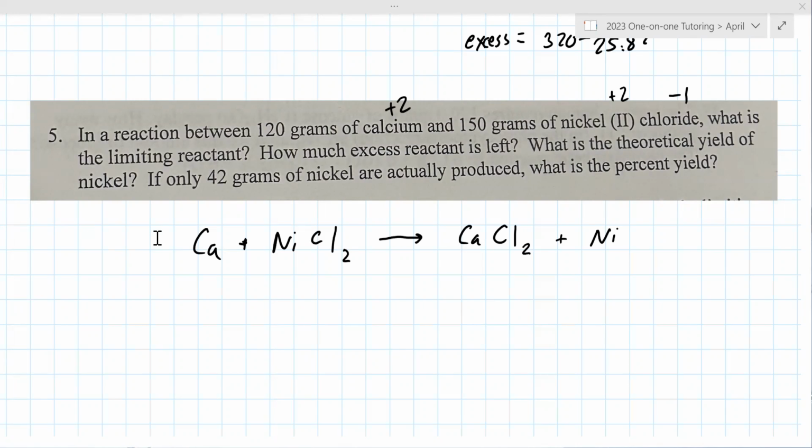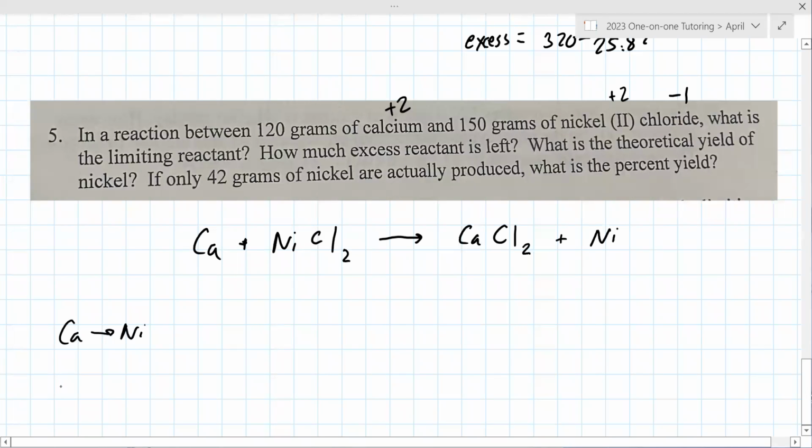But let's keep going here. 120 grams of calcium, 50 grams of nickel. What is the limiting reactant? So you have to predict how much you go in each direction, say, okay, calcium to CaCl2 or calcium to Ni, either one. That's why it's so important to have this thing balanced. Oh, but they do say if 42 grams of nickel are actually produced, that suggests maybe we just go to nickel. So you basically have to go Ca to Ni and then NiCl2 to Ni and see which one is the smallest.